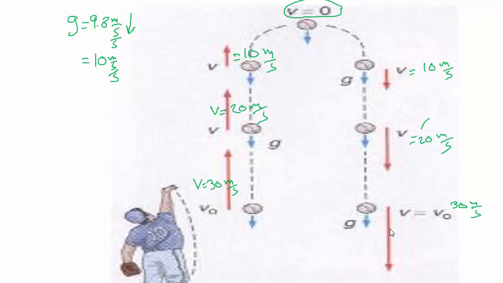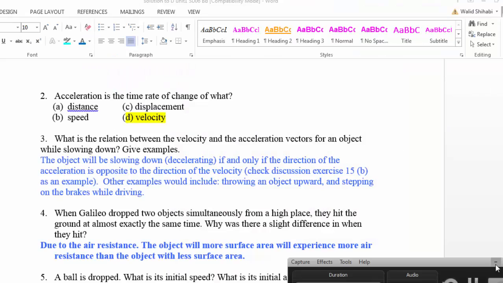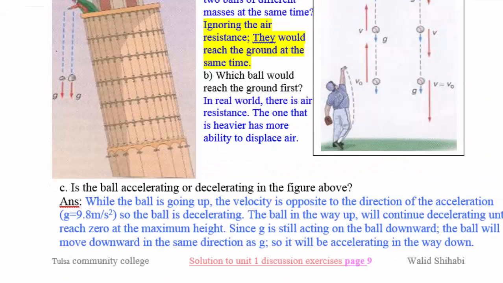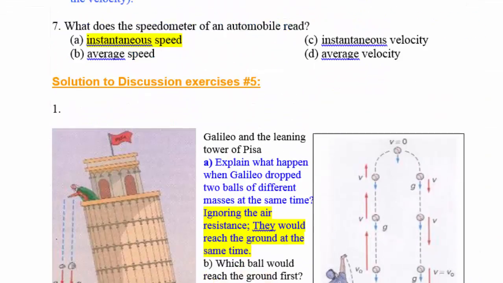If the two vectors are in the same direction, they will have the same acceleration. Now let me go ahead and go over some of the questions here in the discussion. Please answer those questions first before you look at the solution.